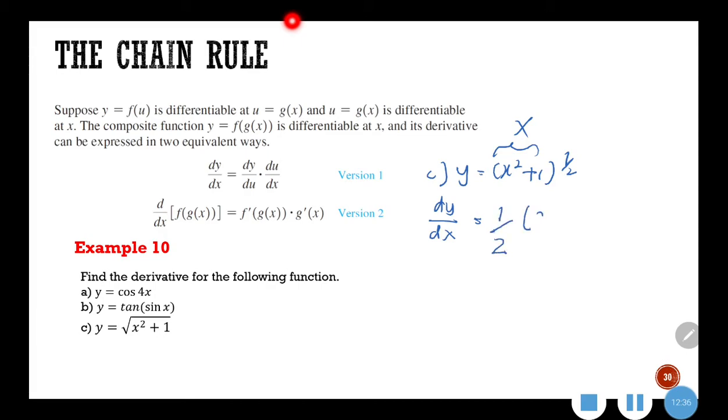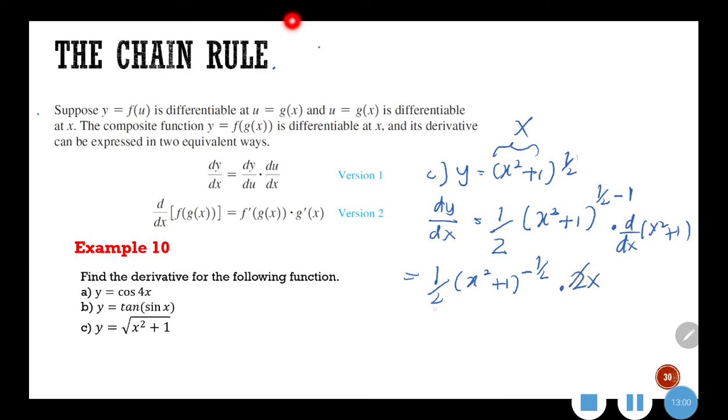Half. Whatever inside you just copy. And the power here we reduce by 1. Half negative, tolak 1. And d dx of whatever you have inside, x square plus 1. So what you have is half x square plus 1 kuasa negative half, d dx of x square plus 1 is 2x. So cancel here and cancel here. You get same answer, square root of x square plus 1. Got it? Alright.